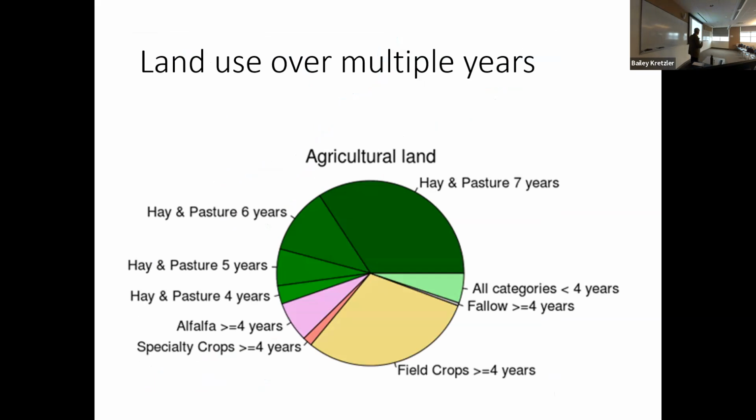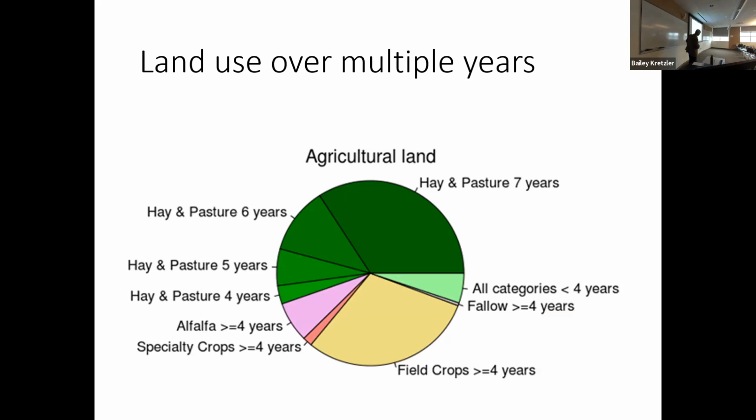What we did was take multiple years of cropland data layer, which is now produced, for those of you who aren't familiar, every year by NASS. And we looked at the same points, with a sampling of points over a 7-year period. How did it change? What were the different cover types over that time period? And to take this category here, the largest one, hay and pasture for all 7 years, that's about 1/3 of all of the land cover was in that category.